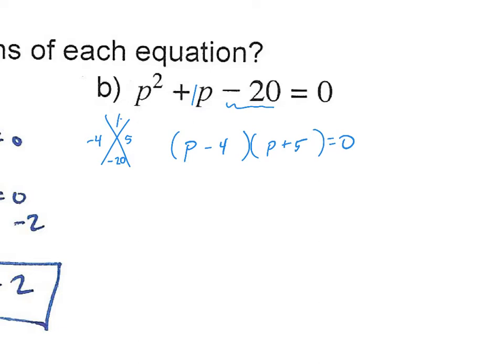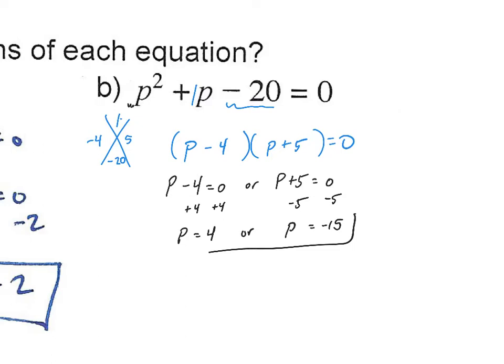Again, it's easy to factor this one quickly because the coefficient of p squared is just 1. So when I go to factor these, of course, I'm going to have p minus 4 equals 0, or p plus 5 is going to be equal to 0. And adding 4 to both sides, p is going to be equal to 4, or subtracting 5 from both sides, p is going to be equal to negative 5. So there are my two possible answers, two possible solutions. Okay, continuing on.